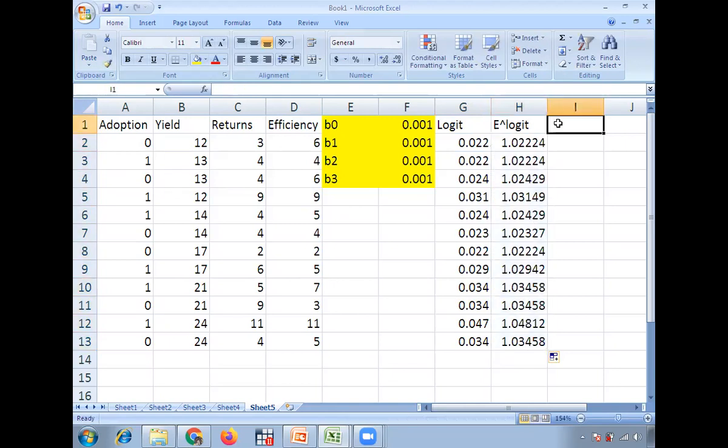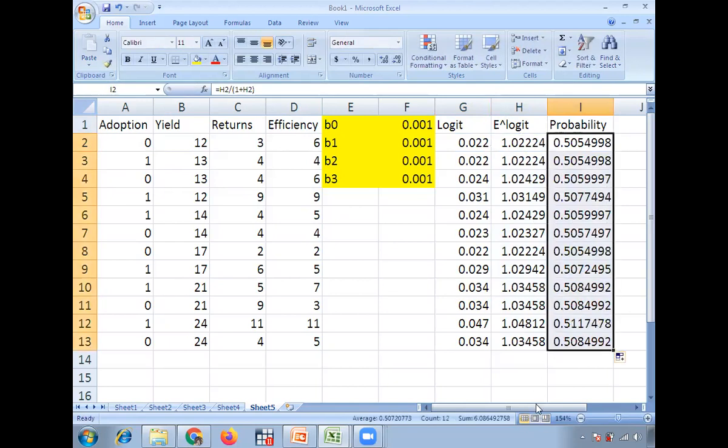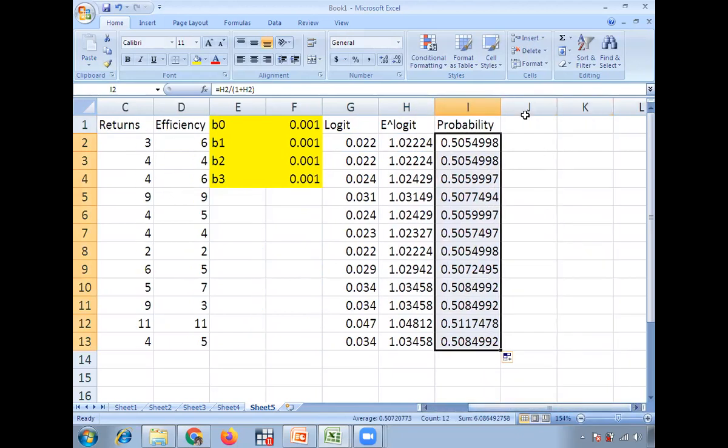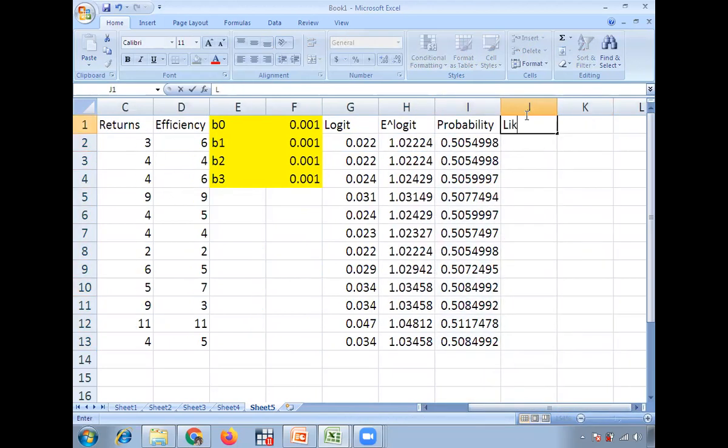Then the third column, what do we have to find? Probability, right? So probability, the probability of the event happening. Okay, what is the formula? e to the power logit divided by 1 plus e to the power logit. Okay. Now here we have likelihood. What is the likelihood of the event happening? So here we have to use the if function.